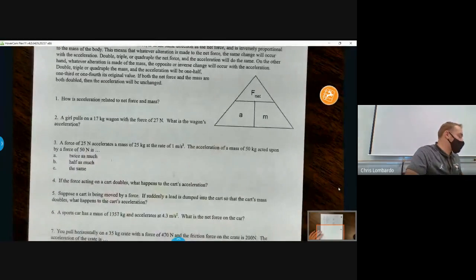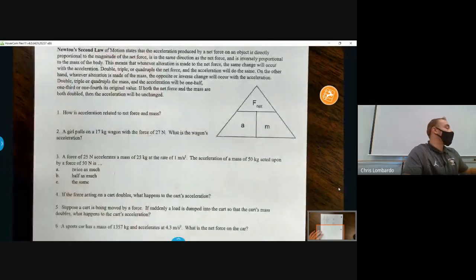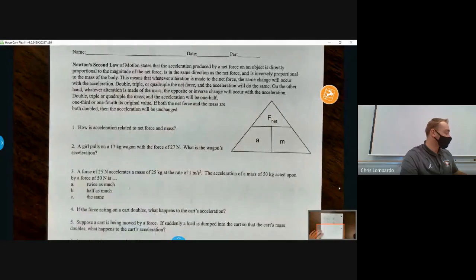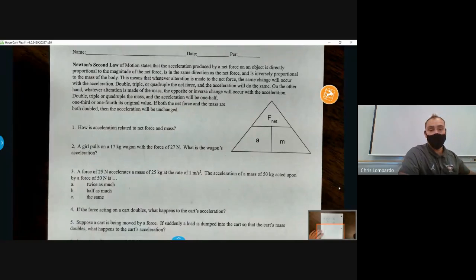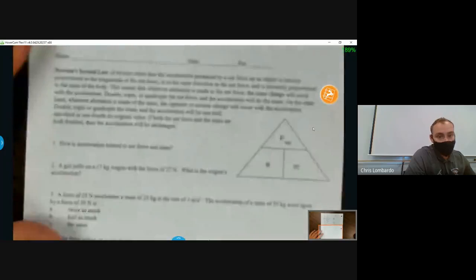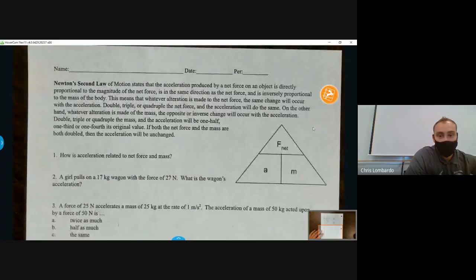You guys, you can do this on a Google Doc, or if you print this out, you can do it on that, or on a separate sheet of paper, and work through it. Okay, so Newton's second law, what we talked about in class. Let me just put the autofocus lock here.